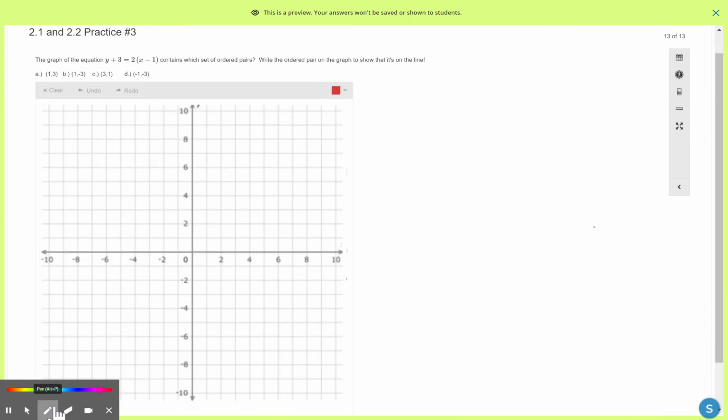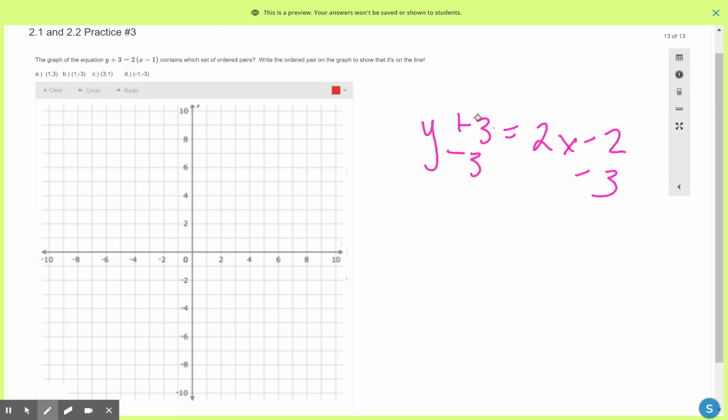And then you're going to do the same thing for this problem. We want to convert by distributing. So then subtract 3 on both sides. So we're going to begin at -5, go up 2, right 1, up 2, right 1. I recommend doing all of the ordered pairs and drawing your line the best that you can.